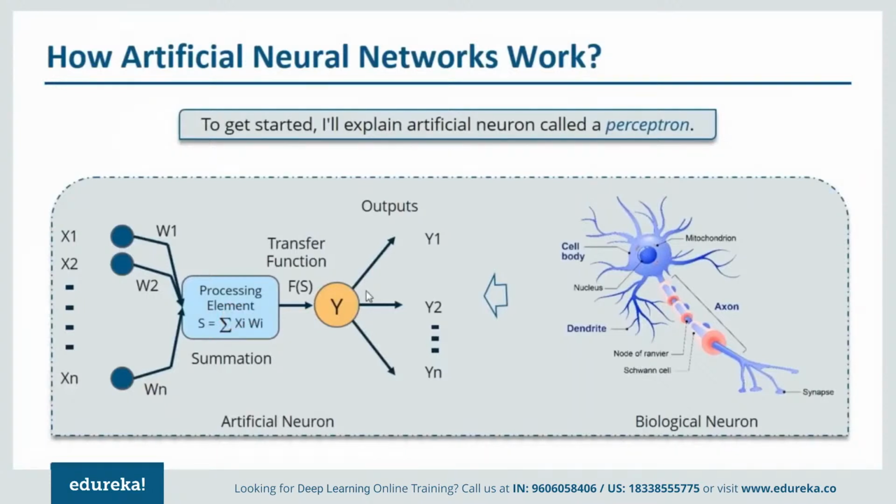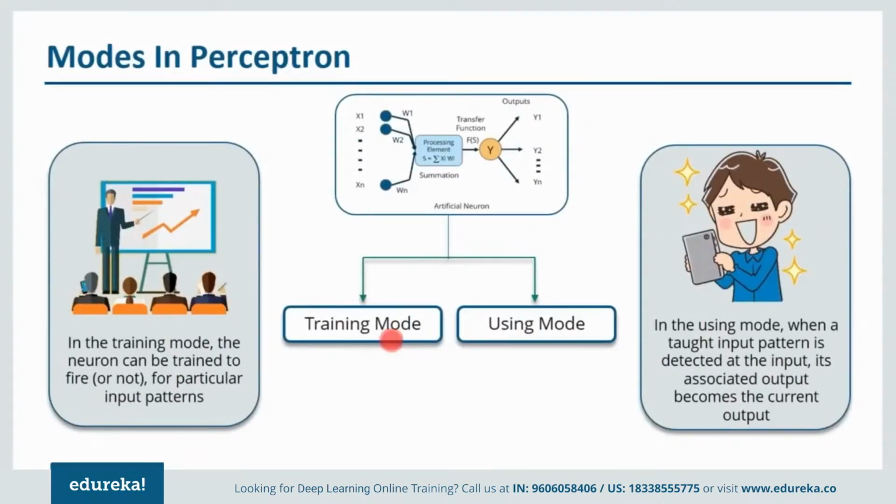Now we'll move forward and understand the various modes of this perceptron, or single artificial neuron. There are 2 modes in a perceptron: one is training, another is using mode. In training mode, the neuron can be trained to fire for particular input patterns, which means we'll train our neuron to fire on a certain set of inputs and to not fire on the other set of inputs. That's what training mode is.